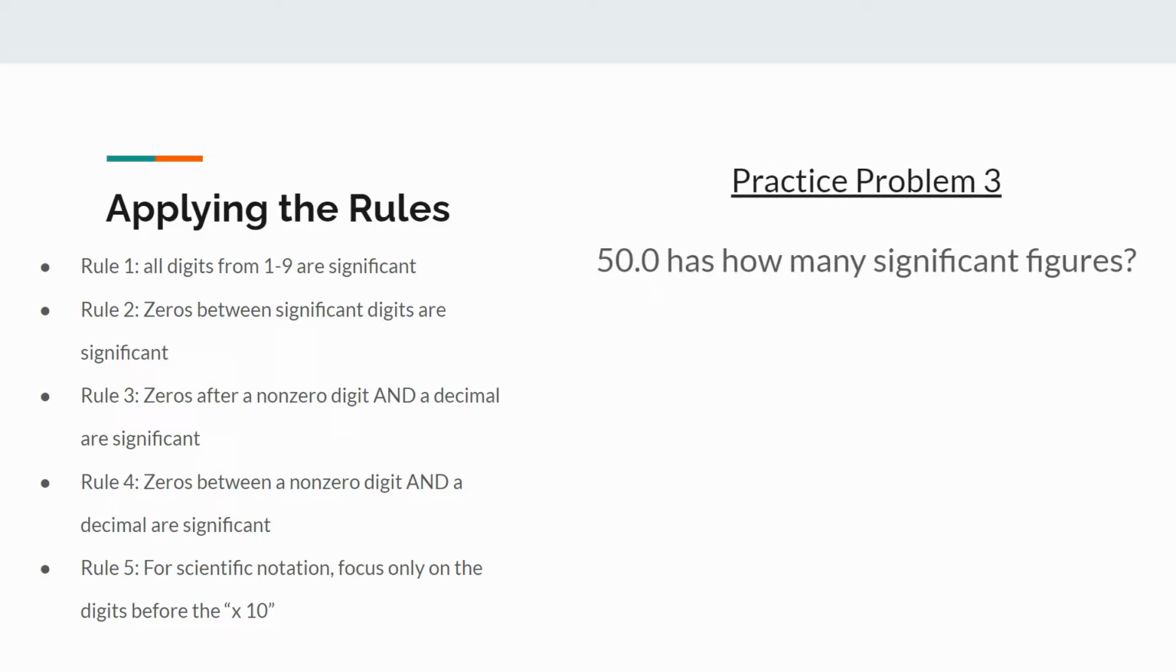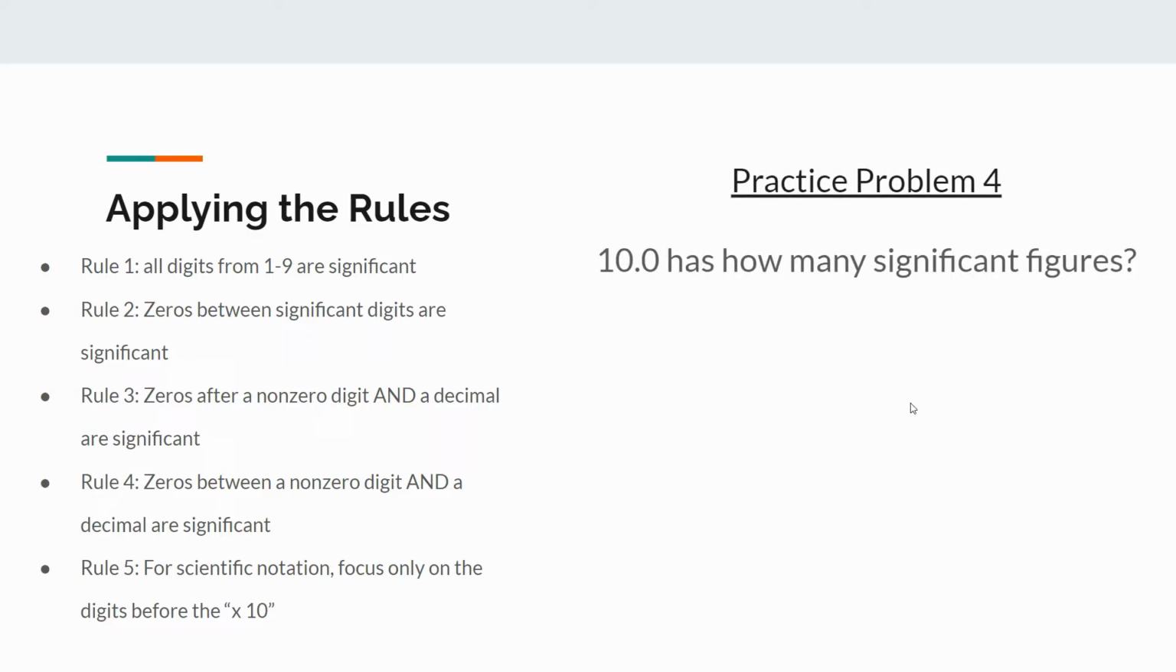Problem number 3. How many significant figures are in 50.0? We will use rules 1, 3, and 4. The number 5 will be a significant figure by rule number 1. The 0 before the decimal is a significant figure since it is a 0 between a non-zero digit and a decimal, which applies to rule 4. Lastly, the 0 after the decimal is significant due to rule number 3, since it is after a non-zero digit and a decimal. Altogether, 50.0 has 3 significant figures.